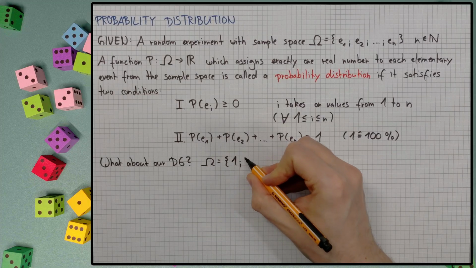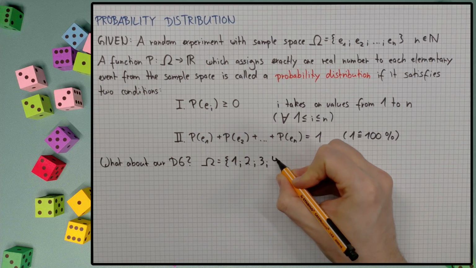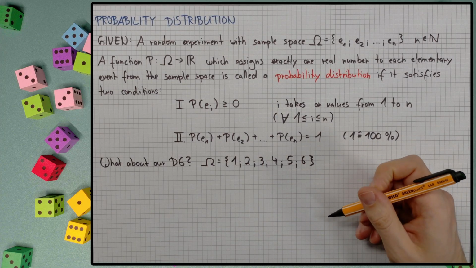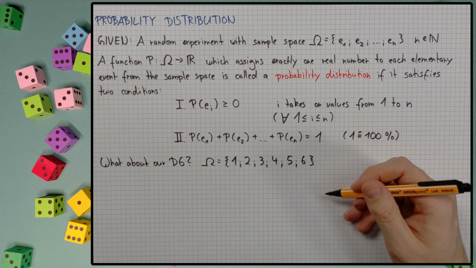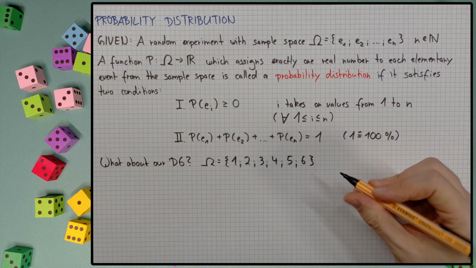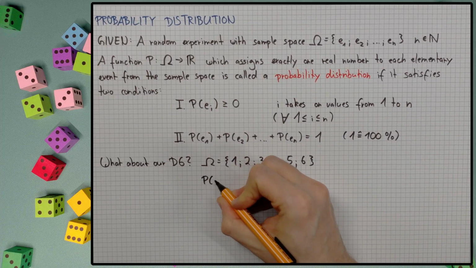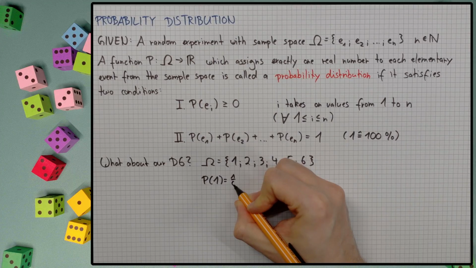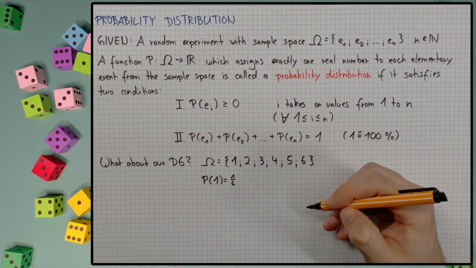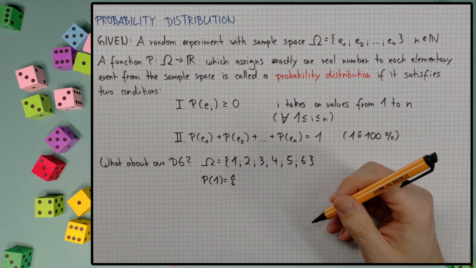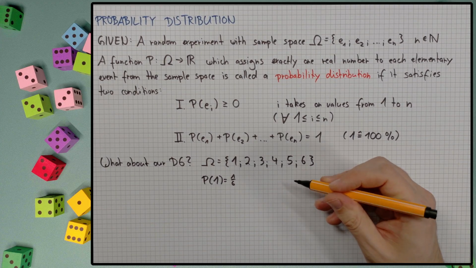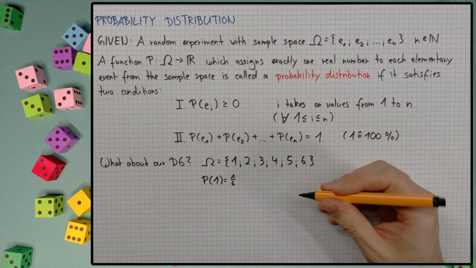Now, for our die, the sample space consists of 6 outcomes, the numbers 1 through 6. Now, does our P fulfill the first condition? We are going to assign a probability of 1 over 6, 1/6, to the outcome 1. And we are going to assign that same probability to every other number.